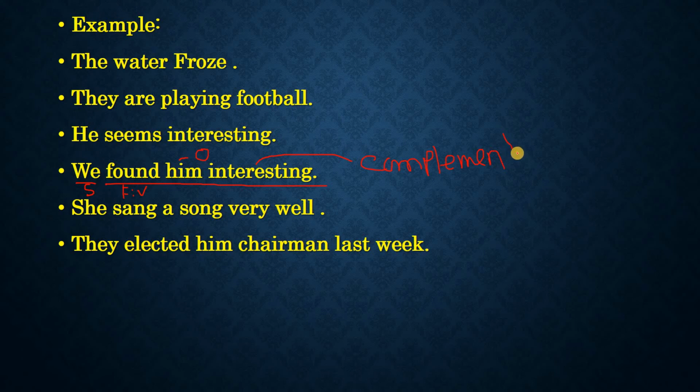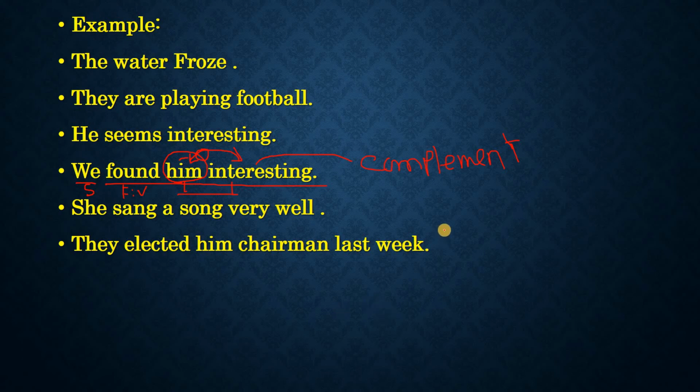Dear students, can you say what type of complement it is? Yes, it is an object complement, because between him and interesting there is a relation. We found him interesting. Interesting and him, there is a relation. So you have gotten extra information about the object. So you can easily say this is an object complement.